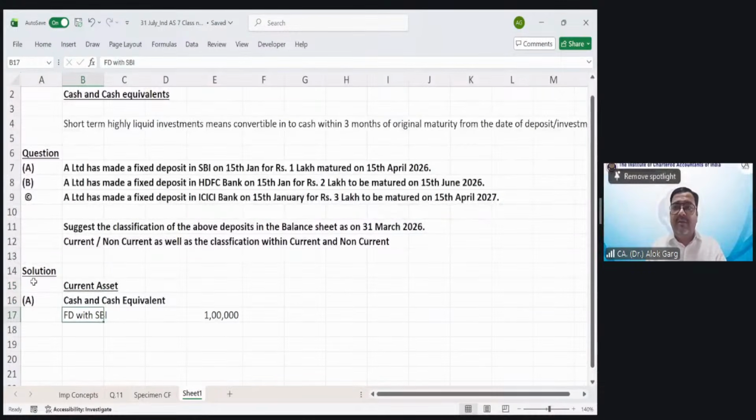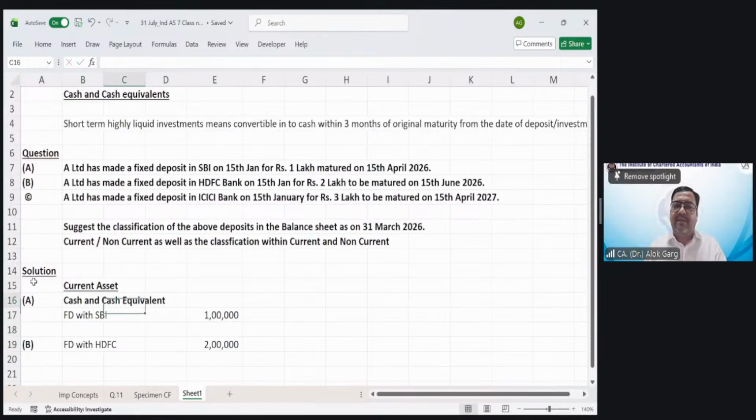Is that clear? Okay. Yes. B. What is B? Fixed deposit, FD with HDFC Bank. FD with HDFC, 2 lakh rupees. What is the classification?